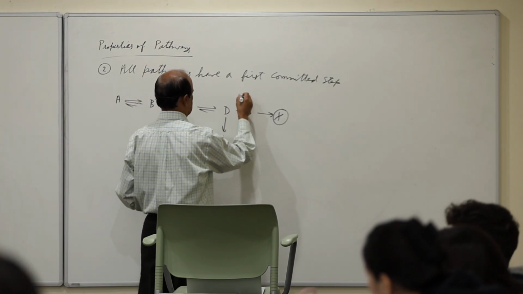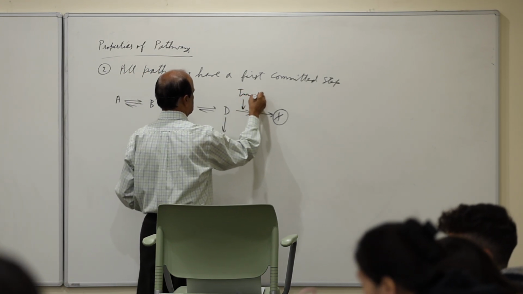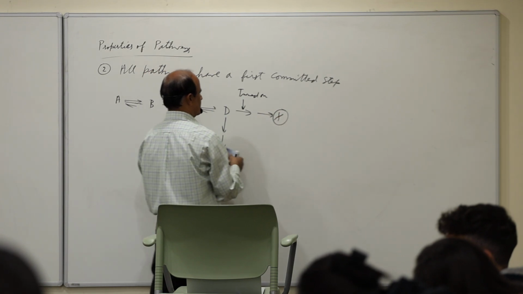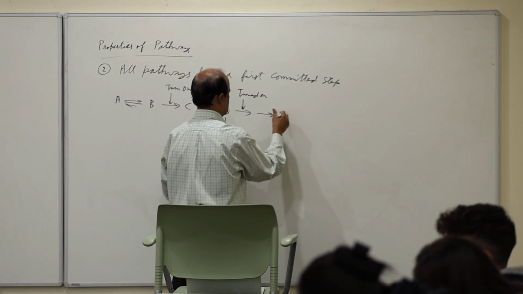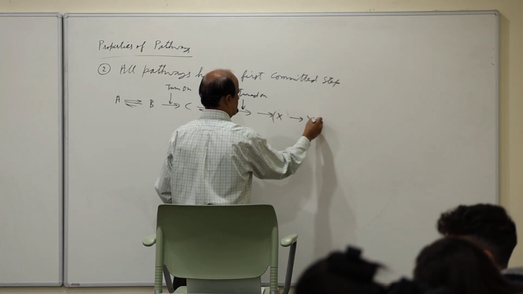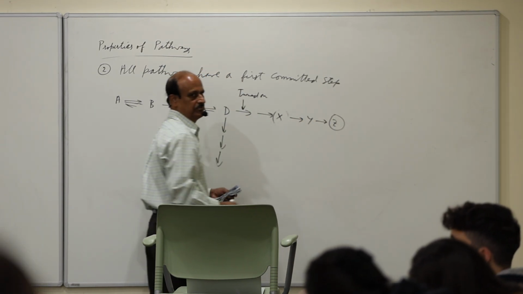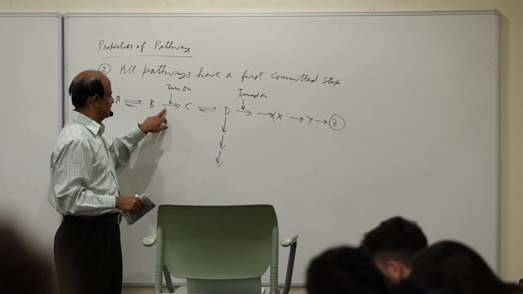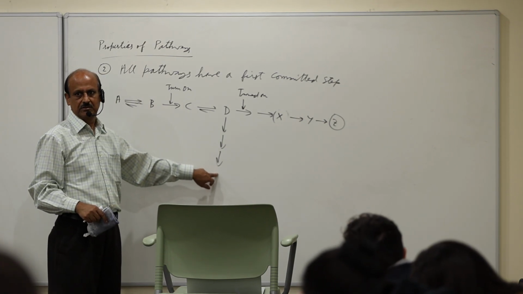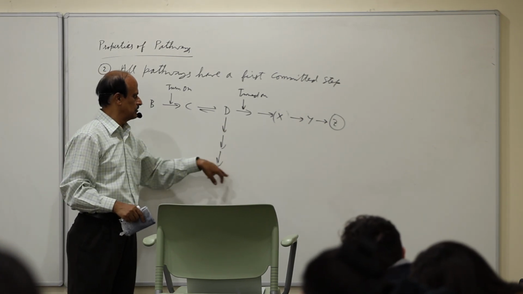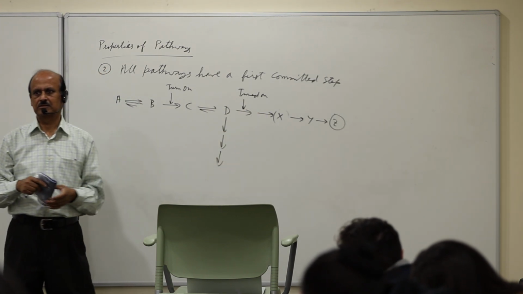If this is turned on, then you will get X. Or if X is not the last one, so if this is X, then Y, and then Z. If this is turned on, you are sure that Z will be made. If this one is turned on, you are not sure that this one will be made. Sorry, or this one or that one will be made, because there are branches.